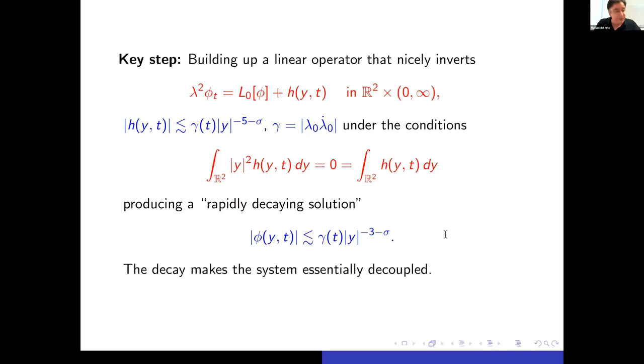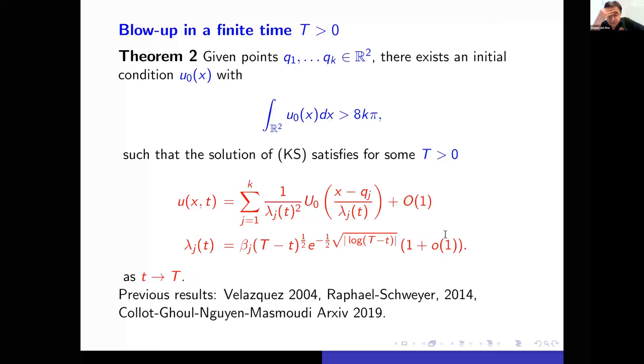Okay, just let me point out some consequences of the method of construction. One that is quite interesting is that we can recover a construction of solutions that actually blow up at several different points in finite time. This was not known because the methods were essentially radially symmetric methods of construction.